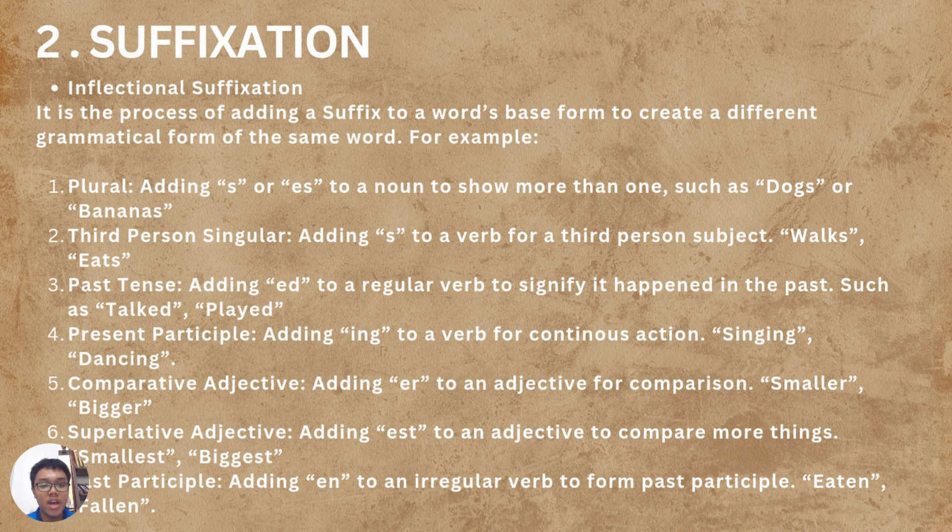Comparative adjective, adding er to an adjective for comparison, smaller and bigger. Superlative adjective, adding est to an adjective to compare more things, smallest and biggest. And finally, past participle, adding en to an irregular verb to form the past participle, eaten and fallen.